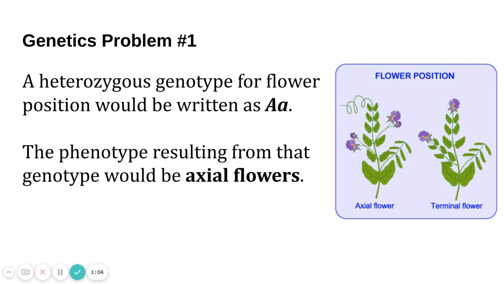So when you're working with the genotypes for organisms, what you're looking at is describing the 2 alleles that they have. For example, a heterozygous genotype means having different genes contributed to the zygote, in which case the different genes are one dominant and one recessive form. So the heterozygous genotype for flower position would be written as big A, little a. The phenotype resulting from that would be axial flowers. So phenotype is what is physically expressed based on the genotype.